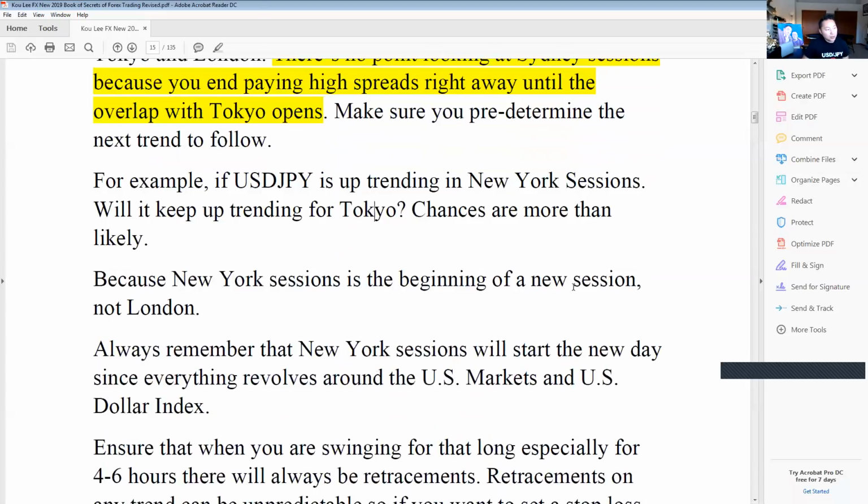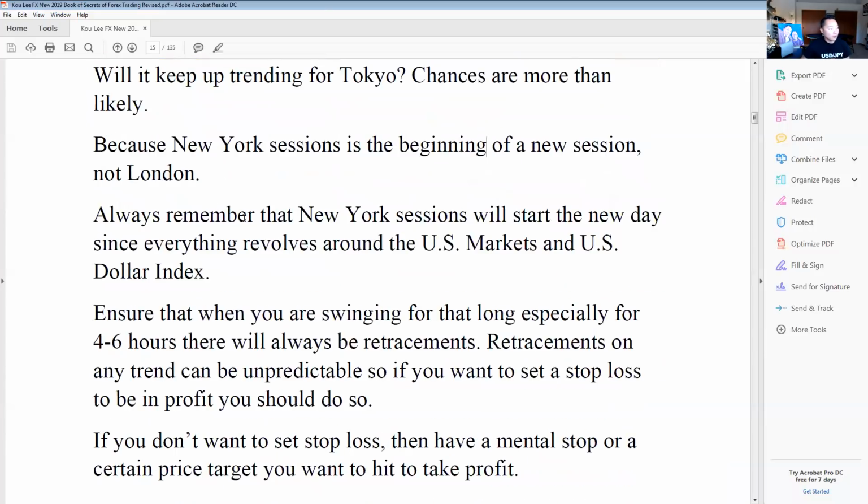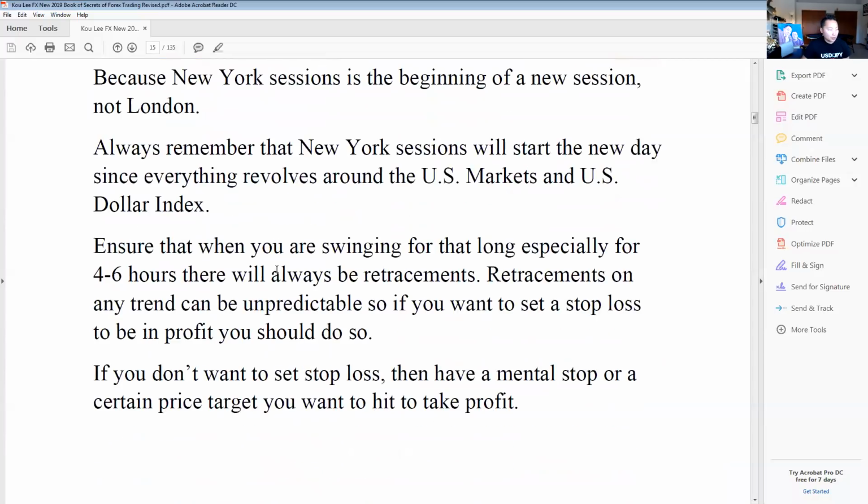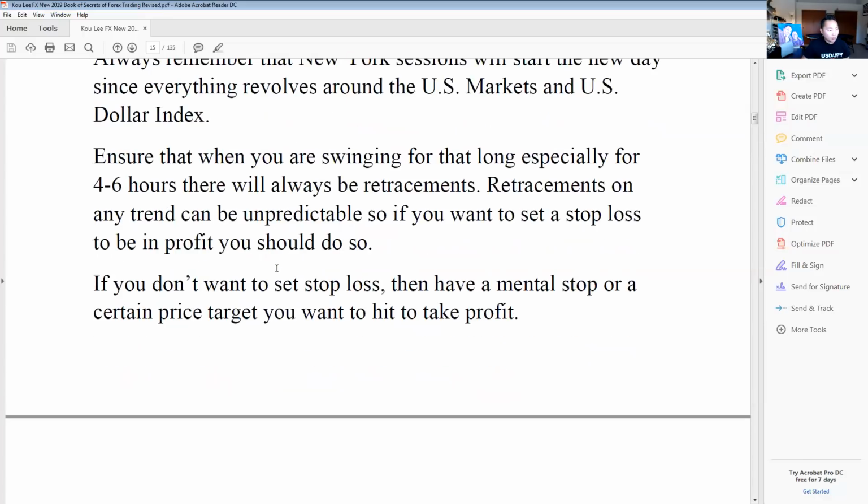New York session is the beginning of a new session, not London. The reason I say this is because I always look at New York's highest price of the day and lowest price of the day. That already determines my daily highs and daily lows. I don't determine my daily highs and daily lows off of London. I always determine daily highs and daily lows off of New York, always New York. So very important. The New York session will start a new day since everything revolves around the U.S. markets and the U.S. dollar index, which is very true. So always pay attention to that.